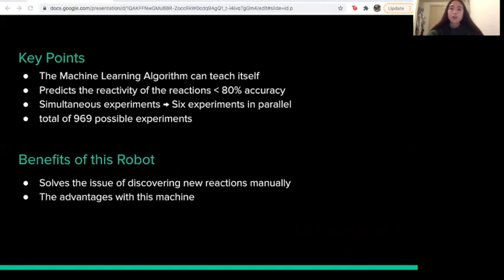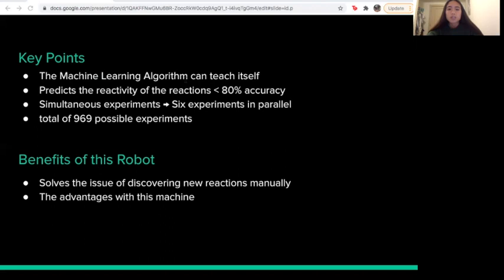Some key points to know about this machine are: the machine learning algorithm can teach itself as it progressively searches the chemical reaction space. It can predict the reactivity of approximately 1,000 reaction mixtures with greater than 80% accuracy, and it can perform experiments simultaneously. The machine can perform 6 experiments in parallel, therefore allowing up to 36 experiments per day. This is faster than any chemist can do manually.